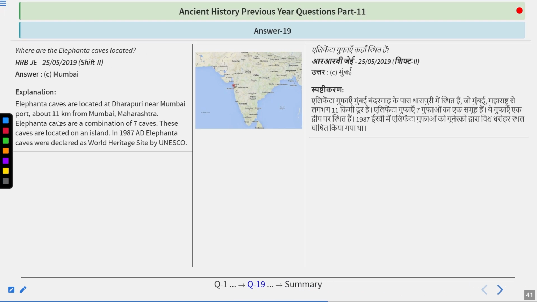The answer is Mumbai. Elephanta Caves are located at Dharapuri near Mumbai port, about 11 kilometers from Mumbai. Elephanta Caves are a combination of 7 caves. These caves are located on an island. In 1987, Elephanta Caves were declared a UNESCO World Heritage Site. Currently, India has a total of 43 UNESCO World Heritage Sites.